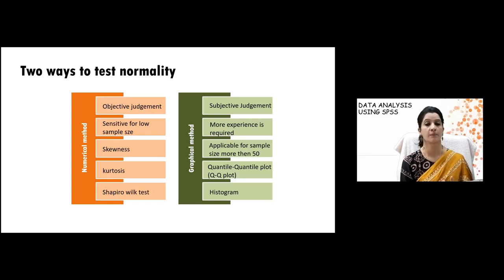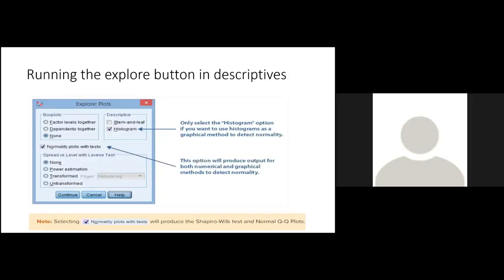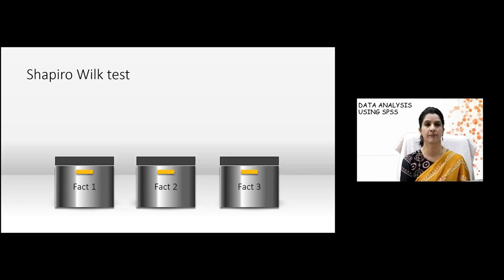And the subjective method or graphical method, we have got 2 methods, histogram, and the second is the QQ plot or the quantile plot. And you need more experience to see this plot and comment whether the data is normally distributed or not. So coming to this command we'll see later. So now coming to the Shapiro-Wilk test.